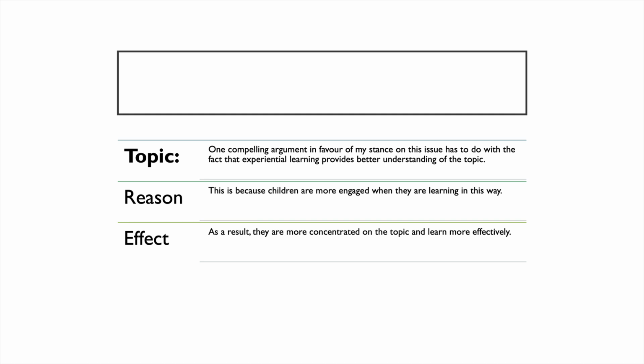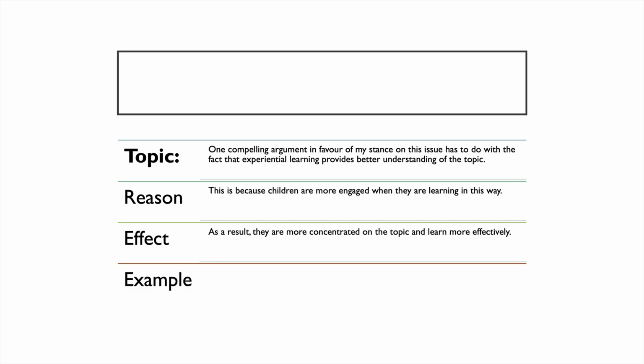Let's look at these three things one more time before we move on to the example part. Topic: write what you feel about the given question. Reason: also include why you think in that way. And at the end, write what would be the effect of that idea. So topic here is better understanding, reason, more engaging, effect, more concentrated and effective learning.